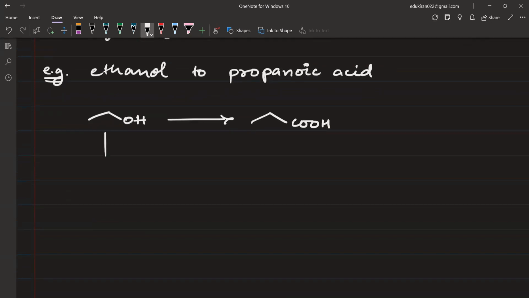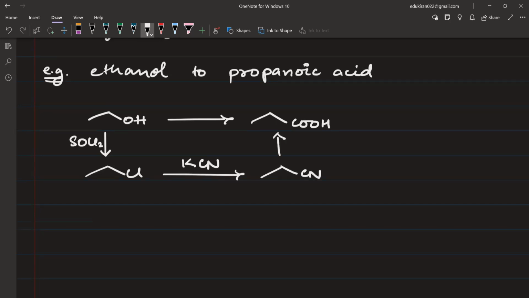Please see. First of all, I will do SOCl2 to convert this to alkyl halide. Then I am going to add KCN, and this will be converted to CN. Once I have got CN, I will add H3O plus and heat, and I'm going to get carboxylic acid. So this is one way of going from ethanol to propanoic acid.